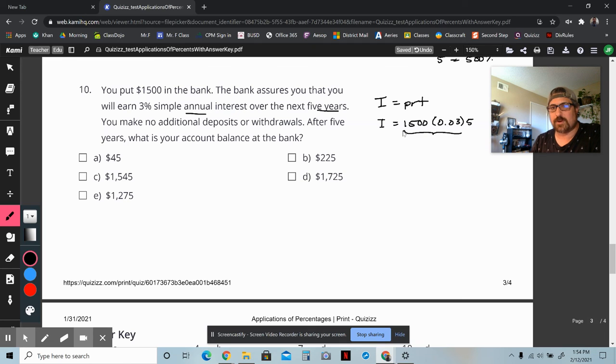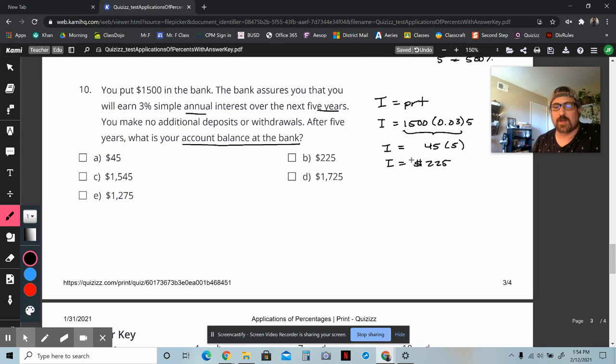So every single period of time, you're getting 3% of 1,500. Well, that's going to be 15 times 3, which is $45. You're getting it for how many periods of time? 5 periods of time. So multiply 45 times 5, you're at 225. So the amount of interest is going to be $225. Did it ask you for the amount of interest? No. It asked you for the account balance, right? How much money is in the account?